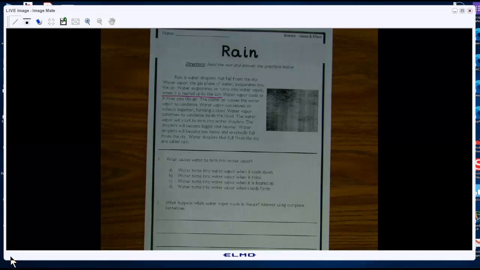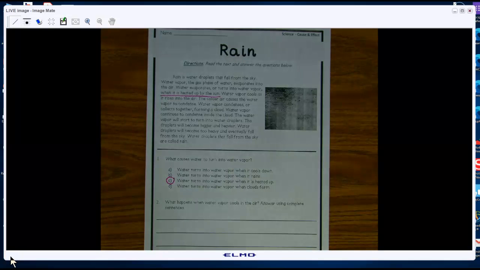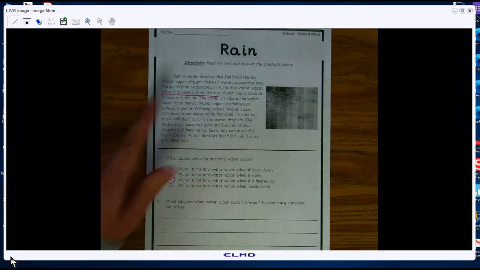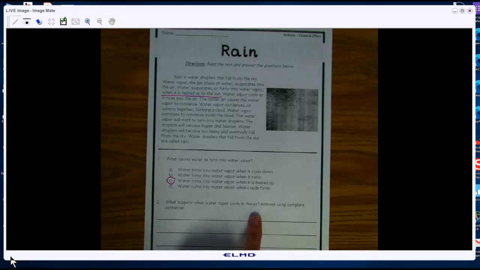C, when it's heated up, right? The sun heats things up. So that's when it becomes water vapor, when the sun heats it up. Very good. Did you underline that in the story? Yes. Okay.